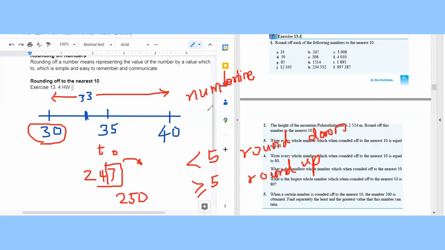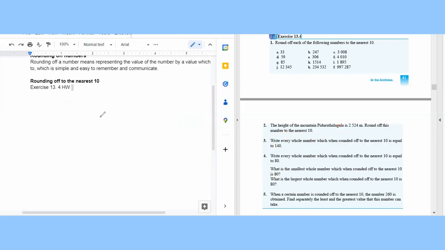So next you have 3008. 3008 to the nearest 10 would be 3010, which is a multiple of 10. Then 59, the closest multiple of 10 is 60. The closest multiple of 10 for 365 is 370. The closest multiple of 10 for 4010 is 4010 itself, because 4010 is a multiple of 10. Then for 85, it is 90.